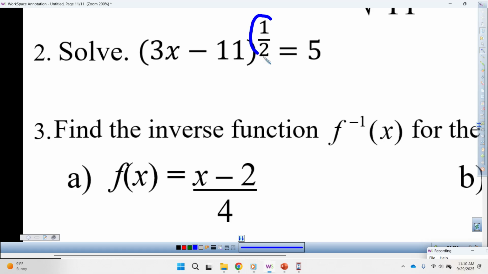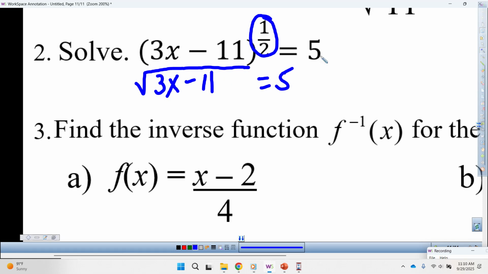What does this 1/2 mean? Tell your neighbor, what does that 1/2 power mean? Square root. That is correct. Square root of 3x minus 11 equals 5.